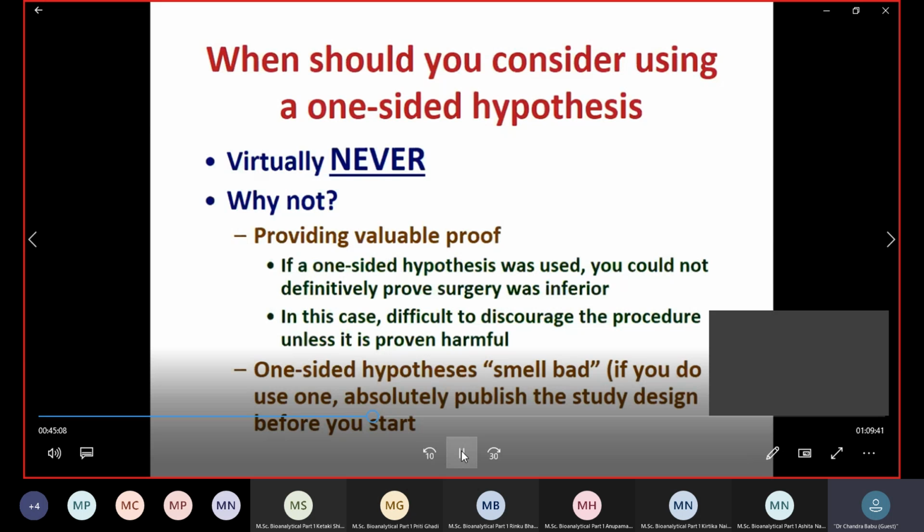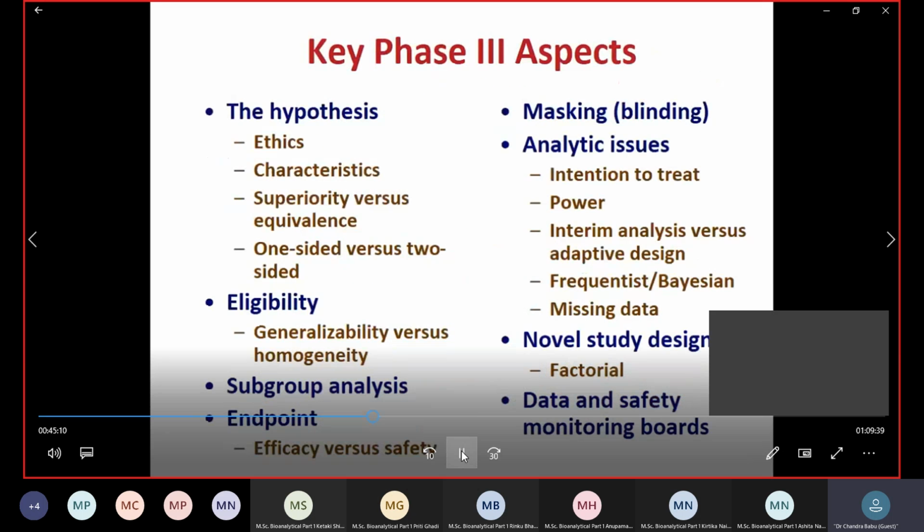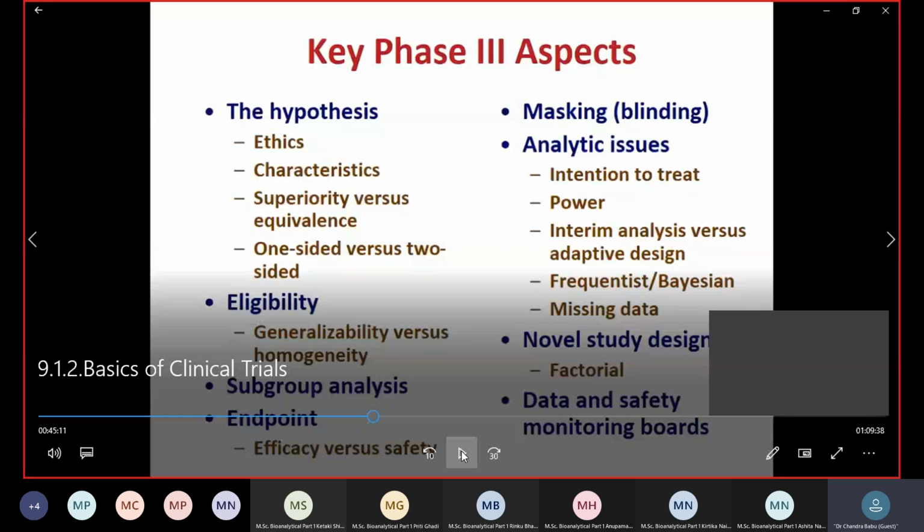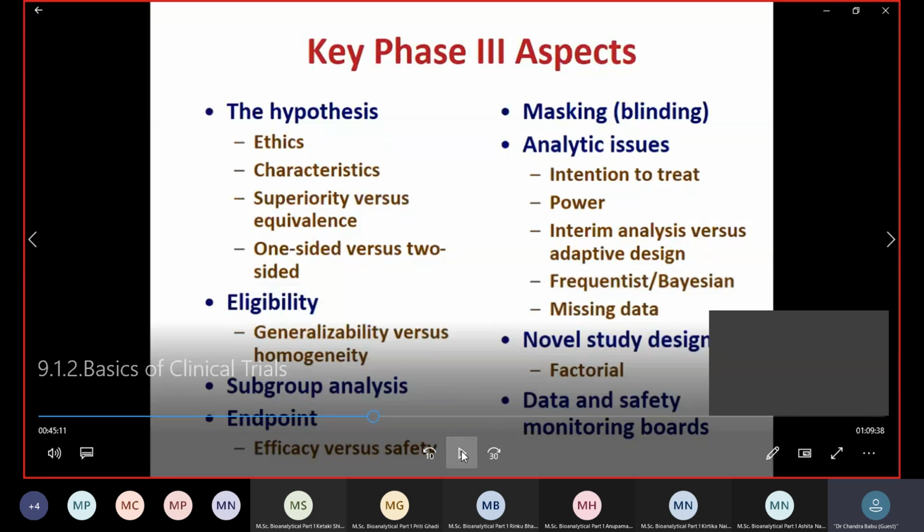Any questions? By the way, it's a lot of opinion. But is it clear till here? This was about the hypothesis point of view, how they are going to be looked upon, and what the hypothesis is going to give you in terms of perspectives of ethics, characteristics, superiority versus equivalence, and one-sided versus two-sided hypotheses. That is what we are looking at.